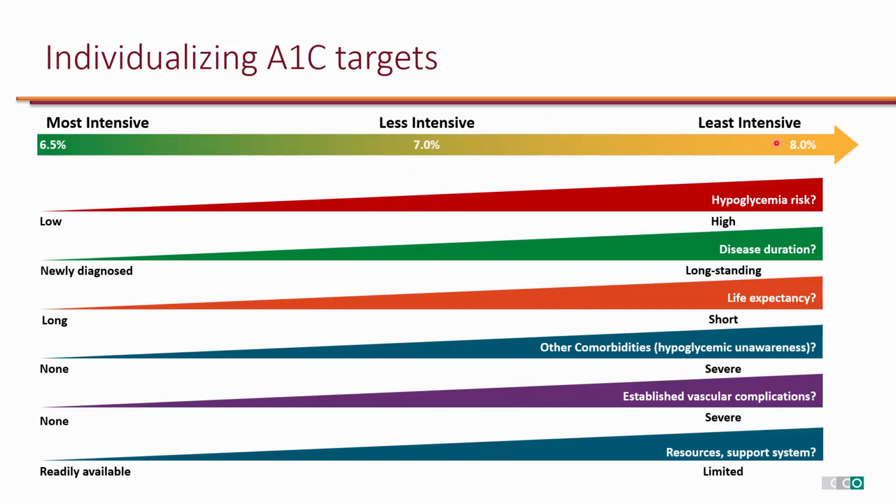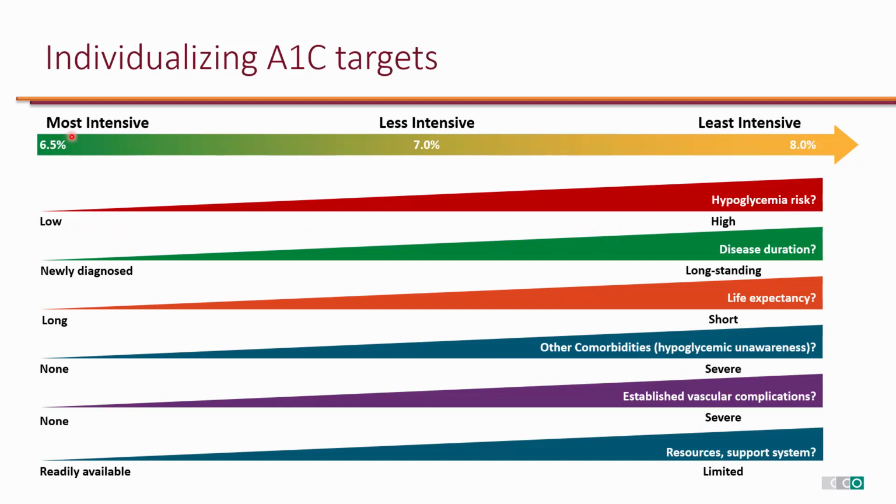Some of the things that you may consider is, for example, does the patient have hypoglycemia risk? If the hypoglycemia risk is high, then you want to be less intense. So you may want to target A1C of less than 8. So it's a risk versus benefit. You don't want to cause too much hypoglycemia. Versus if the patient has a low risk of hypoglycemia, you can actually target 6.5.